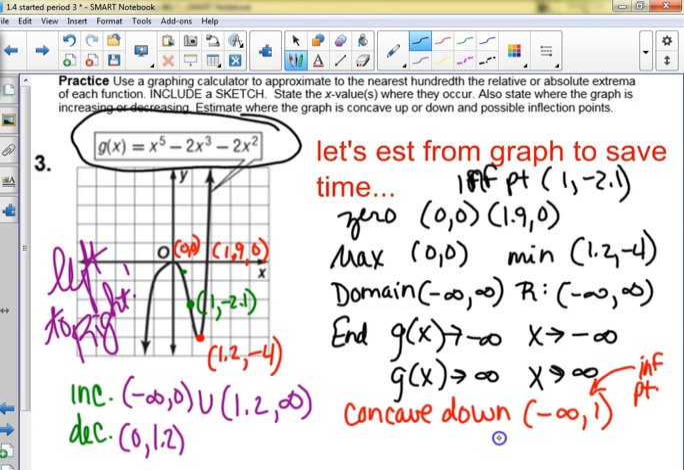All right, and then concave up. Be careful, it's not 0. It has to be off of the inflection point. See, this was still down, and then it switched up. 1 to the right, or infinity. Okay? So that's a trick you got to remember, is the concavity changes at the inflection point.